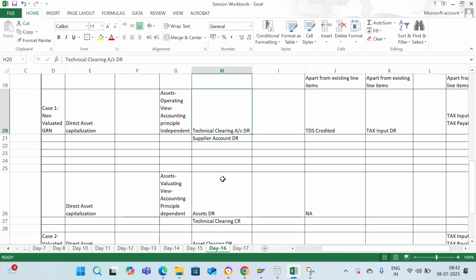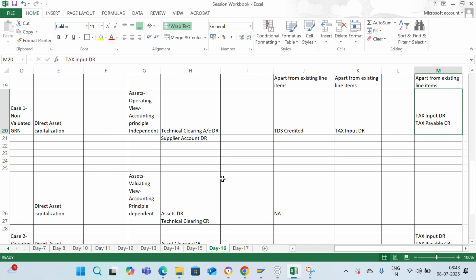And in case TDS is applicable, TDS is always credited. In case GST or VAT or any indirect tax is applicable, that is debited. In case of RCM, output tax is credited basis the reverse charge mechanism, and since we are able to claim the input of the same, tax input is debited. Tax output is credited and tax input is debited in case of RCM.